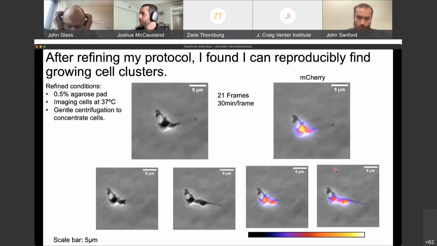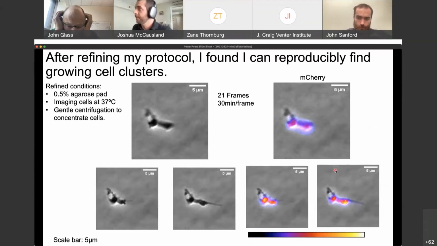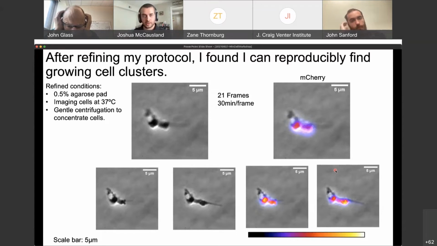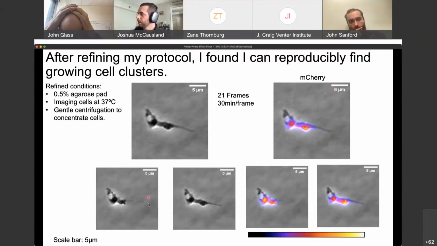So after a little bit more optimization, I have landed on a condition where I can at least reproducibly find some clusters now, where I brought my agarose pad percentage up to just a little bit, 0.5%, and I can gently centrifuge my cells to concentrate them, but still treat them somewhat gently. And now I can at least see clusters of cells grow. And you can see some select time points in this image where, with imaging once every 30 minutes, you can see that the cluster is definitely growing.